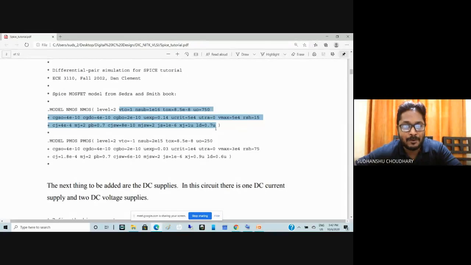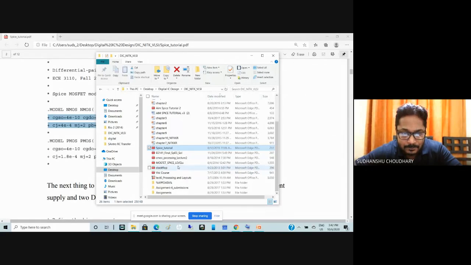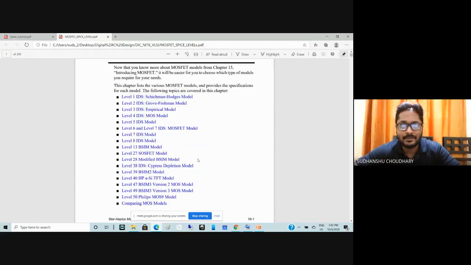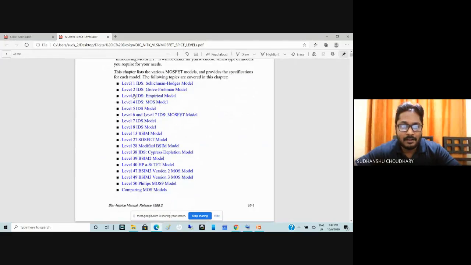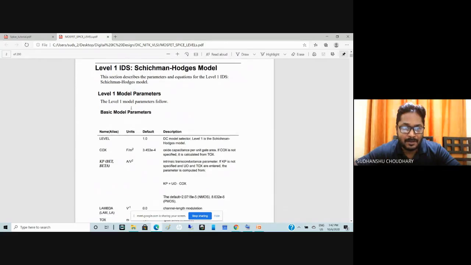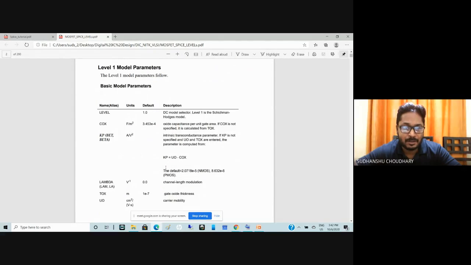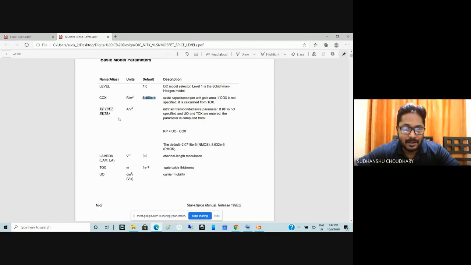So where are those model files? I'll share another slide, maybe a PDF with you, that I have also uploaded. Let me open MOSFET SPICE levels. So this file also I have uploaded on my web page, so you can access. It has the model parameters for all these levels, from level 1 up to level 50. If you click level 1, the level 1 model parameters are mentioned over here. All these model parameters, for example, oxide capacitance, Cox, and the value is also mentioned here. Then you have intrinsic transconductance parameter, Kp.